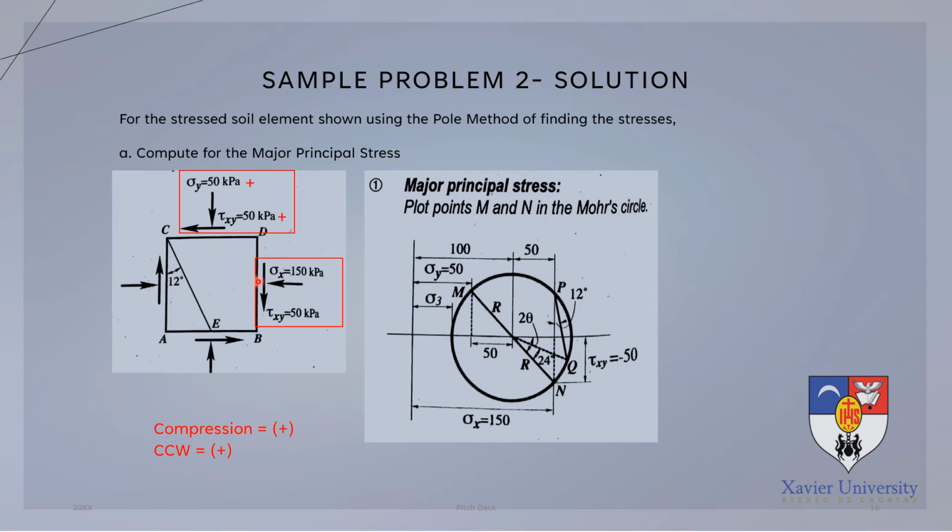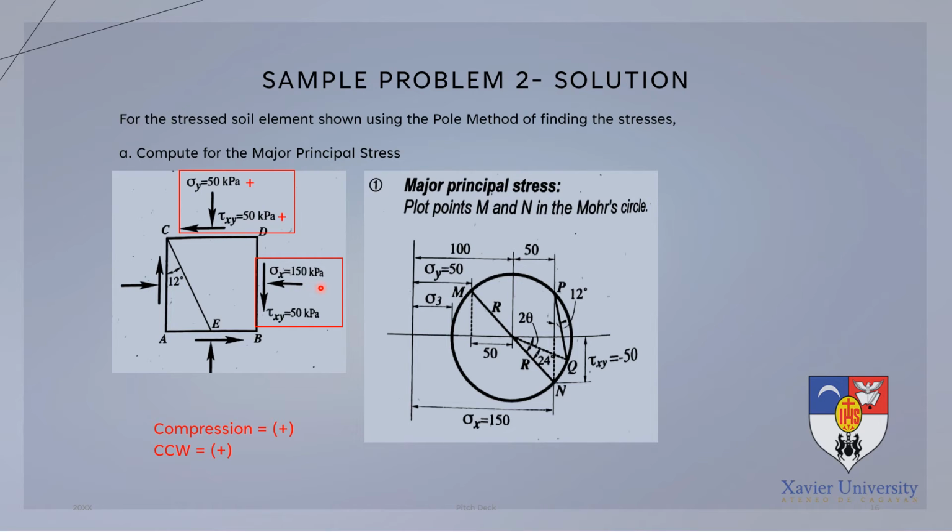So next is this one, these given values here. First, let us have the normal stress sub x, which is equal to 150 kPa, this one. It is directed towards the left, and it has a counterpart on the opposite side, which is directed towards the right as well.